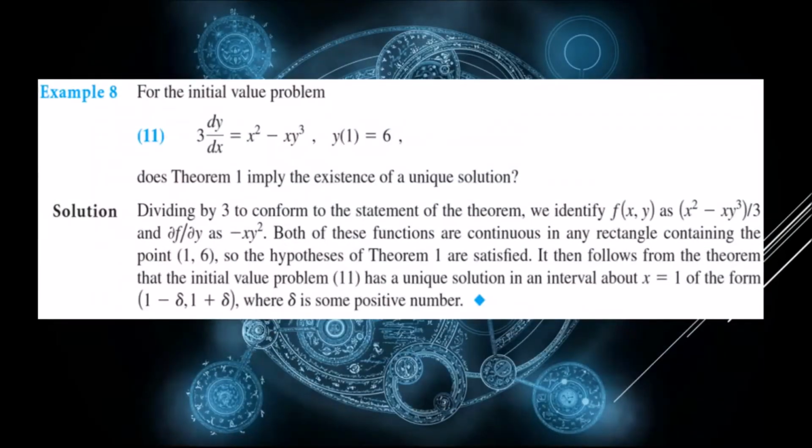Okay, example 8. For the initial value problem, 3 dy over dx equal to x squared minus xy cubed and y sub 1 equal to 6. Does Theorem 1 imply the existence of a unique solution?